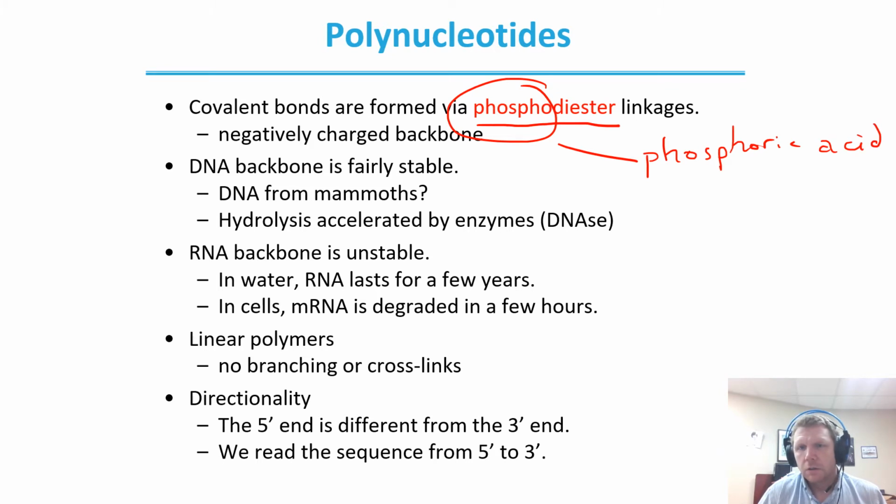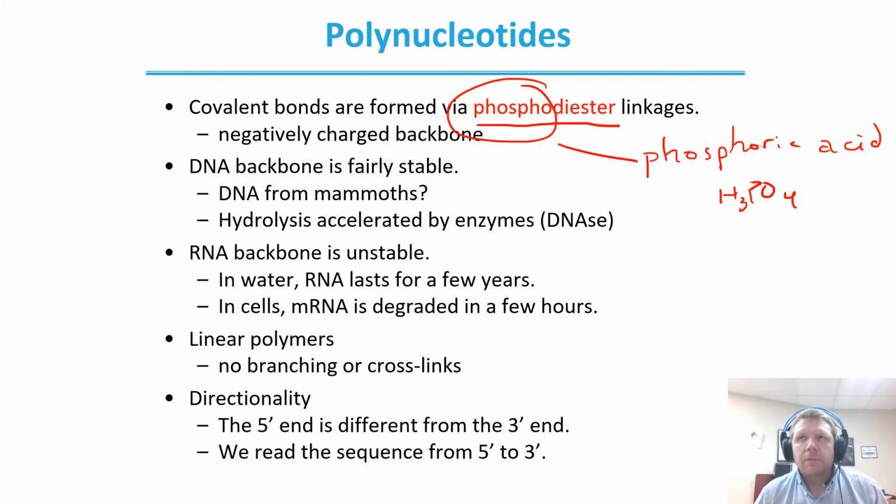That is H3PO4. Now, it's that phosphate ultimately that gives something like DNA an overall negative charge. It's that negatively charged backbone, or that phosphate, that gives the DNA molecule a negative charge. Now that DNA backbone is generally going to be very stable, which is why we can recover things like dino DNA, but also DNA from mammoths.